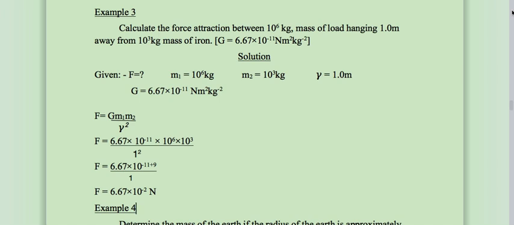Since we are looking for the force of attraction, we're using Isaac Newton's law of gravitation, which is F is equal to capital G M1 M2 all over R squared. By the time we substitute our values, we notice 6.67 times 10 raised to the power minus 11 times 10 raised to the power 6 times 10 raised to the power 3 all over 1 squared. Taking the law of indices, 6 plus 3 will give us 9. Taking the law of indices further, minus 11 plus 9 will give us minus 2.